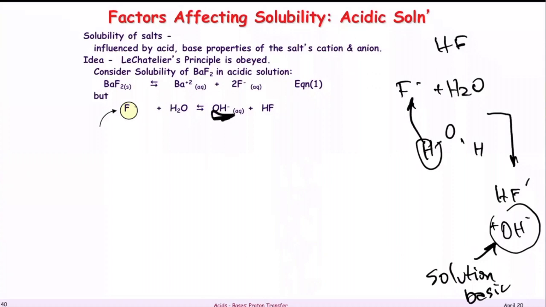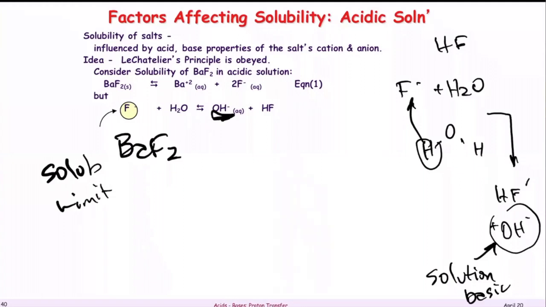Now, barium fluoride has a solubility limit, and you can find the solubility limit by looking up the Ksp, but you can actually force this chemical to dissolve further, that is, force the equilibrium in this direction, if you put in a chemical that will consume the fluoride ions.